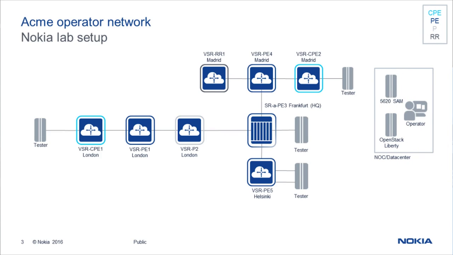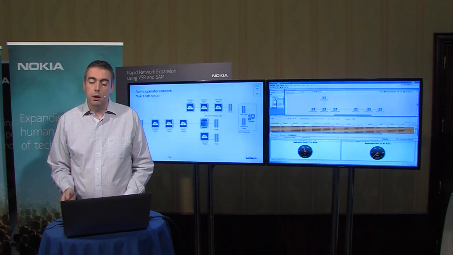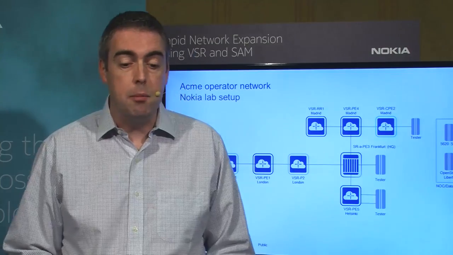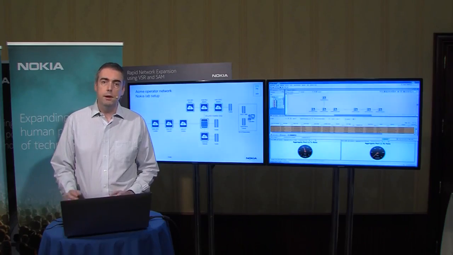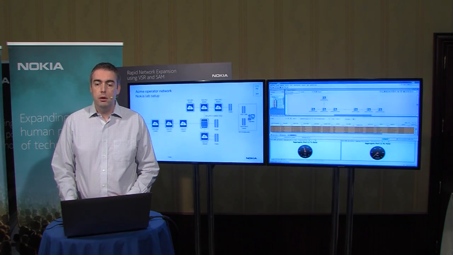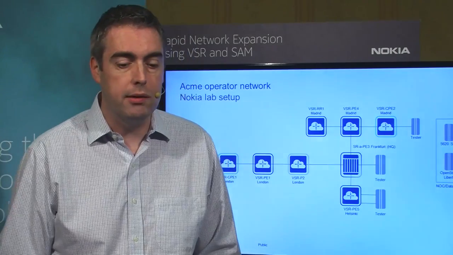We're going to do this using the 5620 SAM, running both as an element manager and as a virtual network function manager. So doing both activities, and they both come as standard with SAM. We're also going to be using a vanilla OpenStack Liberty deployment. It's not been altered in any way. It's a standard out-of-the-box OpenStack deployment.